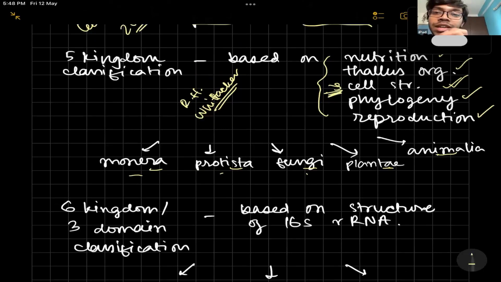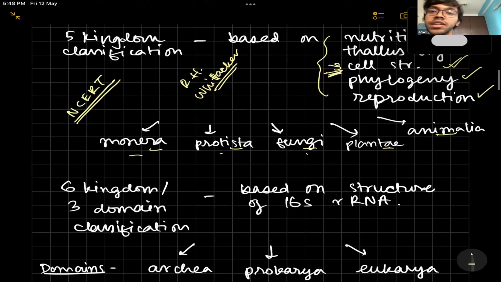This is actually a really good system of classification, and in NCERT, the 5 kingdom classification is described in detail. For NEET, we have to study the 5 kingdom classification, which you will study in the later chapters.